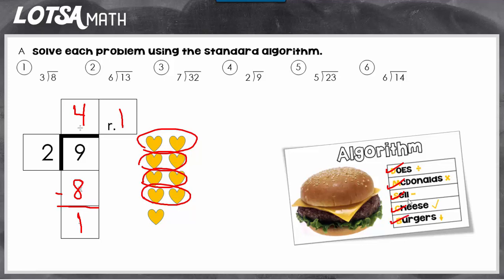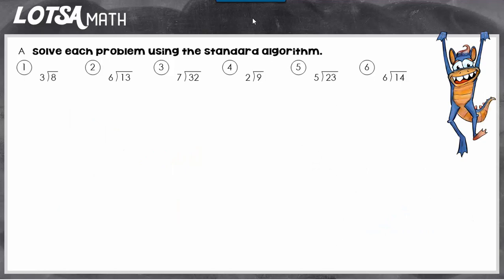For the next problems, we're not going to have the model. So let's just look at 23 divided by 5. We don't have a model to show, so you're going to have to do some of this work in your head or draw them out and make a model for yourself. But let's start with 23 divided by 5.